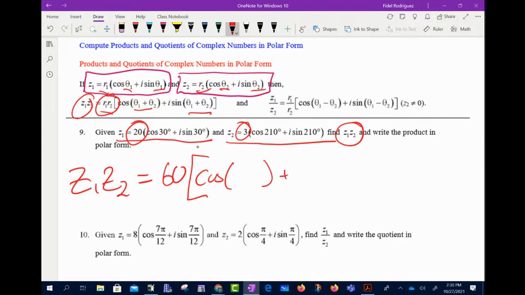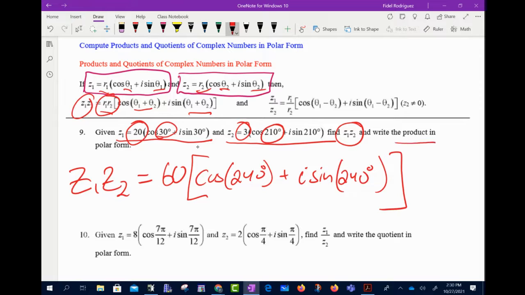Times the cosine of and the sine of, we got to take these angles, y'all, and add them together. So 30 and 210 should be 240. Okay. And at that point, y'all, we're good to go. You can stop right here. It's just telling me write the product in polar form. We are in polar form, okay? So again, all we're doing, multiplying the two r's together and adding our angles. Right?